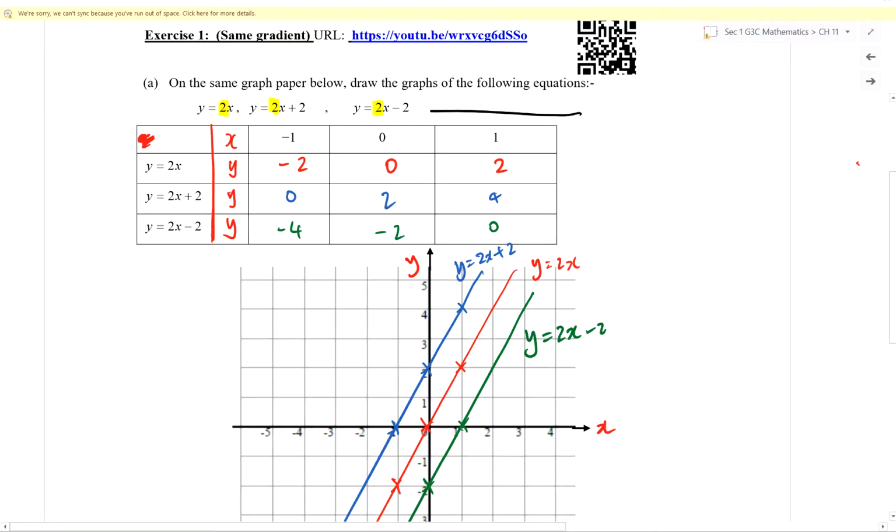Okay, so let's take a look at the first set of coordinates. When x is equal to -1, for this equation of y equals 2x, basically I multiply every single value of x by 2. So I get -2, I get 0, and I get 2. So I have 3 plots over here in red, and this is the equation y equals 2x.